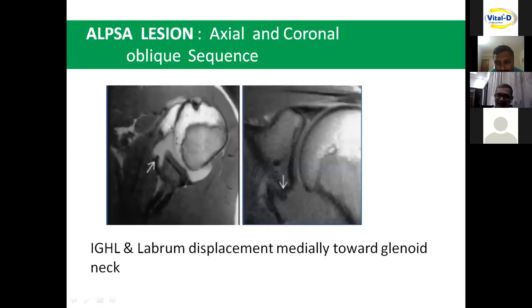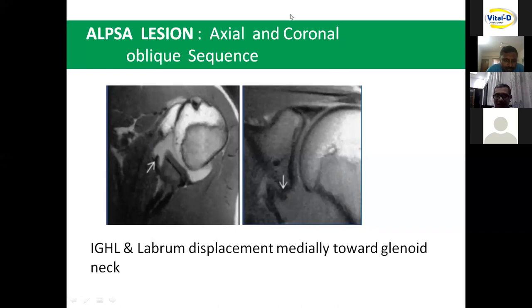And this is easy. Now we can see this slide, the ALPSA lesion, that is anterior labral periosteal sleeve avulsion. It is very common when a patient comes to us with recurrent dislocation, when we do the arthroscopy, there is no labrum, it is tucked down with the periosteum of the glenoid medially. Here you can see the anterior labrum and the inferior glenohumeral ligament, all shifted from the glenoid margin medially towards the glenoid neck. That is the ALPSA lesion, and this is the axial cut.